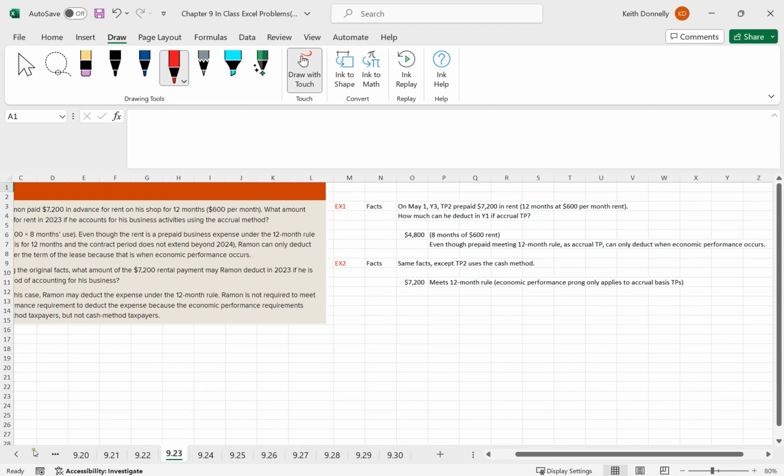Let's look here at 923, 924. On May 1st, year 3, we prepaid $7,200 in rent. All right, 12 months at $600. How much can we deduct in year 1 if accrual method taxpayer?